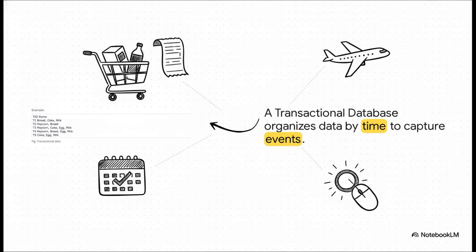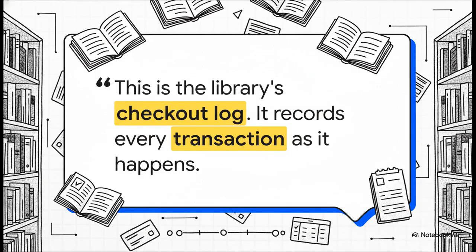Our final stop on this floor is the transactional database. Now, this is all about capturing events as they happen, right in the moment. Every single record or transaction gets a timestamp, whether it's a customer buying something, someone booking a flight, or even just a simple click on a website. In our library, this is just the checkout log. It's a running record of every single transaction, perfectly in order. Simple, super effective, and absolutely crucial for tracking what's going on.